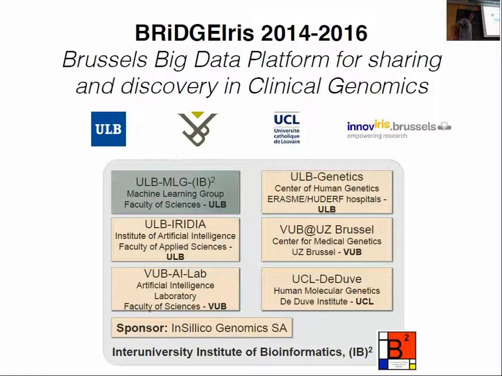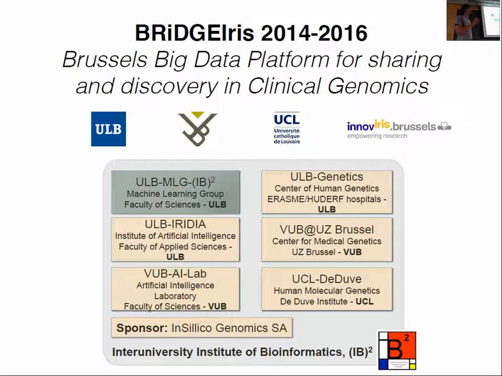So the design of this tool started in the context of a bigger project called the DiGeST project, which ended at the beginning of this year, and whose goal was to design a big data platform for storing and analyzing next generation sequencing data in the Brussels region. And this project involved 3 universities, the ULB, the UB, and the UCL, and 6 research groups.